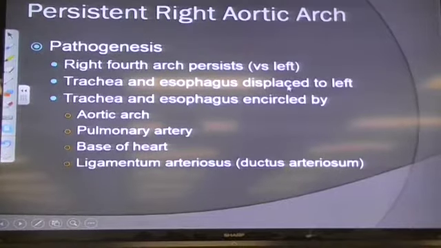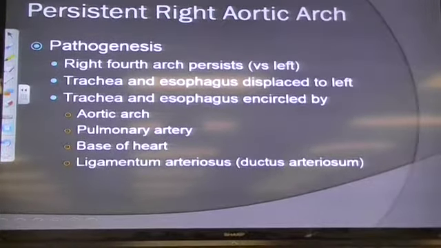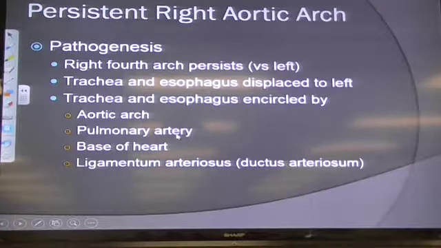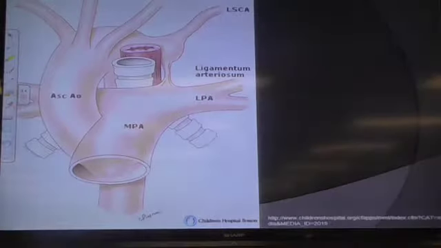So what happens is your trachea and esophagus get displaced to the left, like we showed, and become encircled by, just visualize what we just saw, or go back to it while I talk about it, your aortic arch, your pulmonary artery, the base of the heart, and the ligamentum arteriosum. So if this is the problem, what do you think you need to do to fix it? Surgery. What do you cut? Yeah. So it's an easy fix. That's the good thing. Cut this, and now it allows this to move to the left like it needs to and not be entrapped.